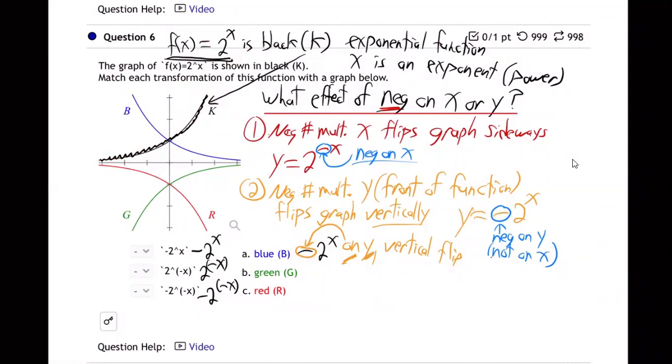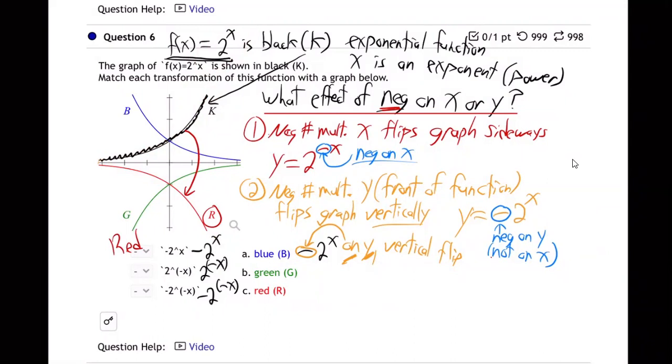vertical flip. Which graph is a vertical flip? You take this, and you vertically flip it. Do you see it's going to be this one here? It's the R. So that's going to be the red one, the R. That's been vertically flipped. So you just grab this graph and flip it down there. Okay, let's go on. What about the second part?